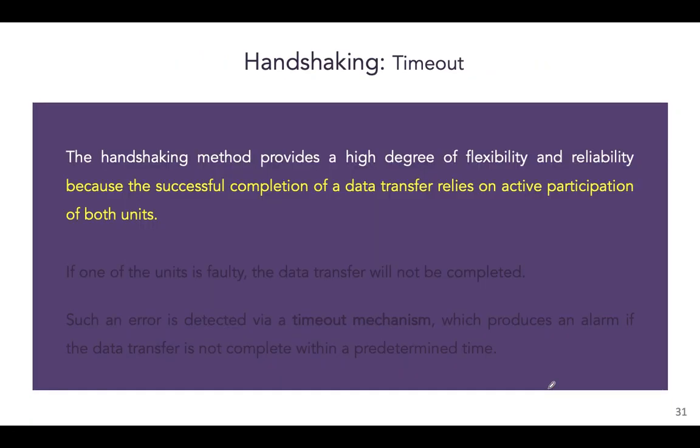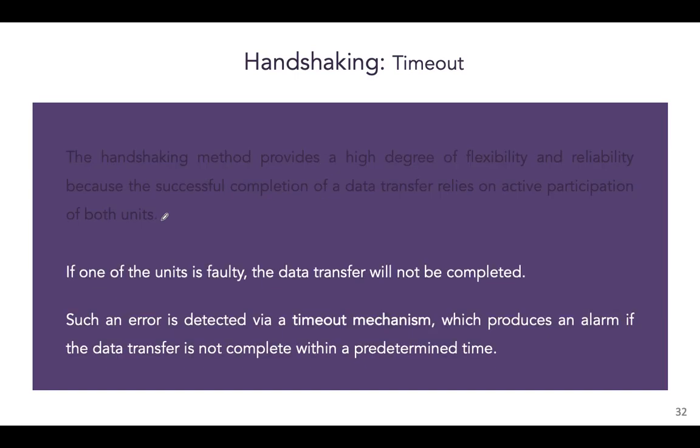Now, the handshaking method naturally provides a high degree of flexibility and reliability because there is a proper acknowledgement protocol in place, right? The successful completion of a data transfer relies on the active participation of both units. Both units are now involved in the transfer of data. So the sender is being acknowledged by the destination, and the destination is being acknowledged by the sender. So it's a foolproof process.